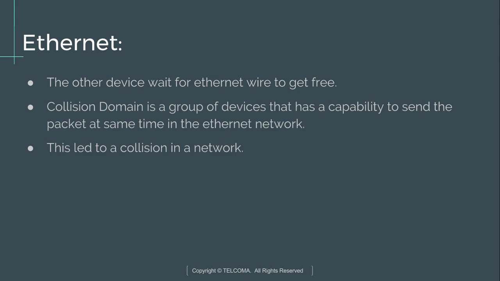And the collision domain. A collision domain is a group of devices that have the capability to send packets at the same time in the Ethernet network, and this leads to a collision in the network. So this is carrier sense multiple access with collision detection. This is all about Ethernet.